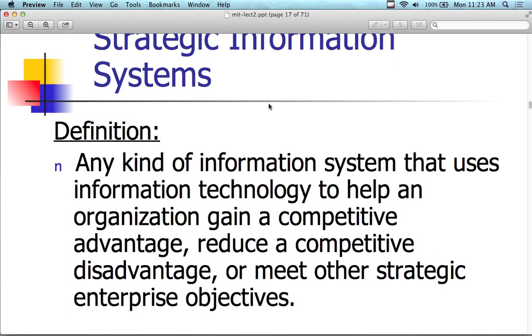So this is a definition. It's any kind of information system that utilizes information technology to help an organization gain competitive advantage, reduce competitive disadvantages, and meet other strategic enterprise objectives. So what does that mean? It's a different category. It's a strategic information system or strategic IT that's used to make the company more successful and more competitive, instead of one that's going to keep track of, let's say, the books or spending or something.